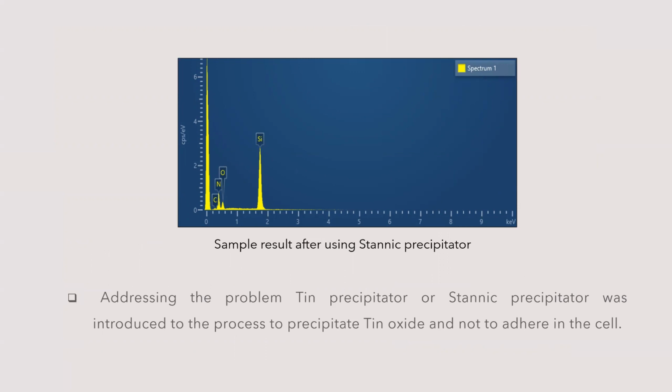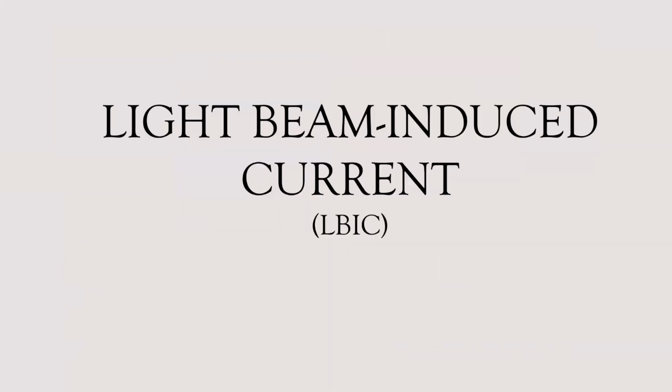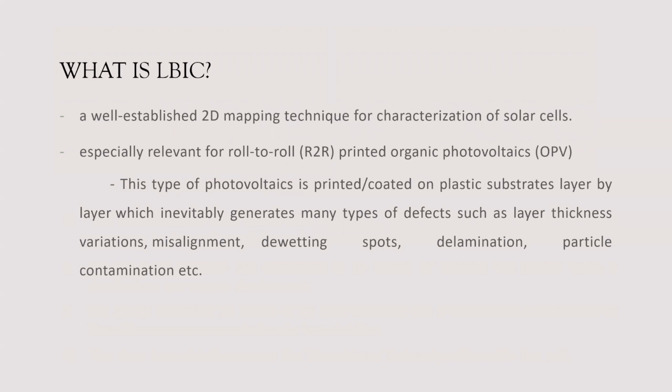Another way of characterizing solar cells is the light beam induced current, or the LBIC. So what is LBIC? It is a well-established 2D mapping technique for characterization of solar cells. It is especially relevant for roll-to-roll printed organic photovoltaics, or OPV, because this type of photovoltaics is printed or coated on plastic substrates layer by layer, which inevitably generates many kinds of defects such as layer thickness variations, misalignment, dewetting spots, delamination, particle contamination, and so on.